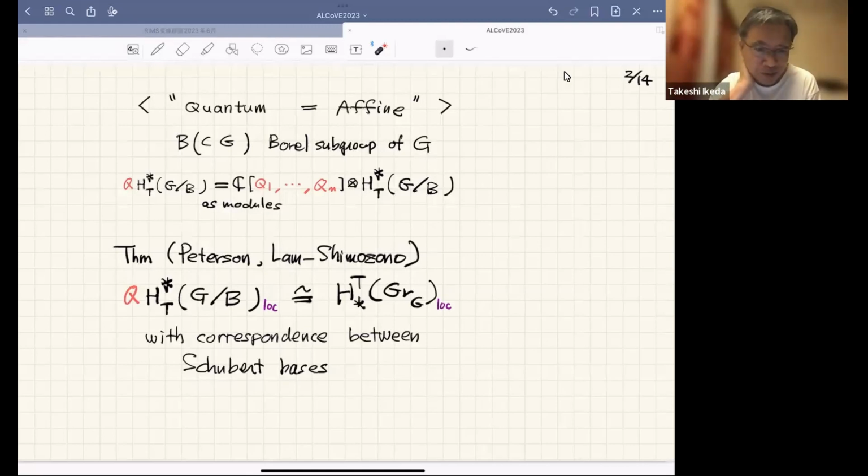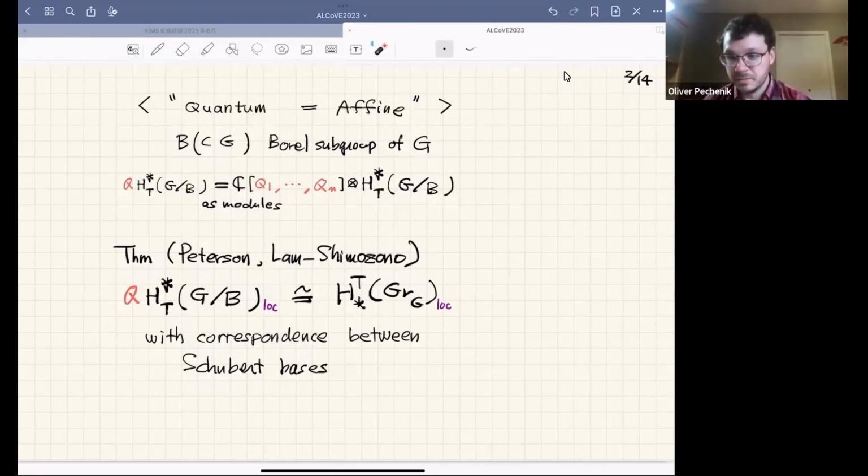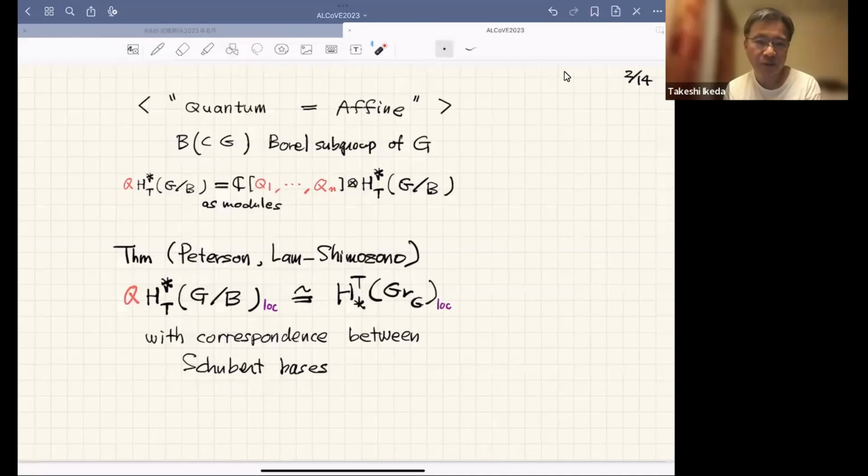In K-theory, do you expect to have the same isomorphism? Yeah, we already have a result in K-theory in type A. We are struggling to find a good formulation in type C, but so far, for type A, we have the natural analog of this story.